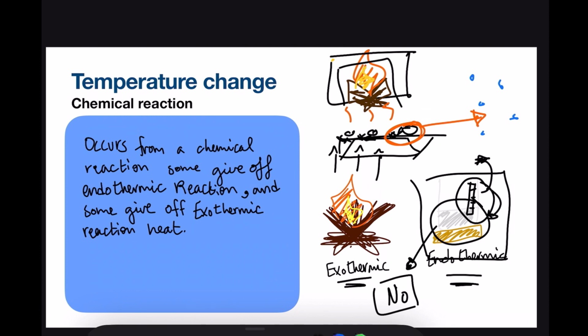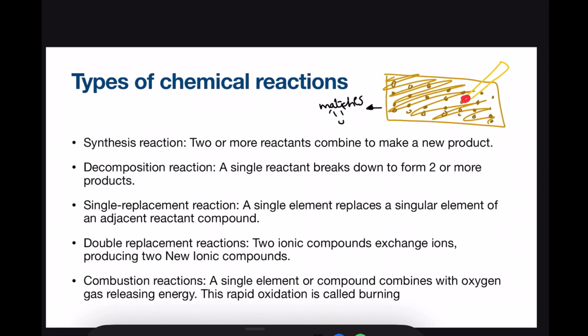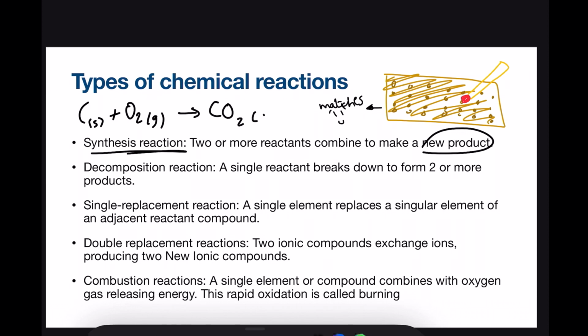And then the next topic we're going to talk about is the types of chemical reactions. There are 5 types. The first type is synthesis reaction. Here, 2 or more reactants combine to make a new product. So in this one, for example, solid carbon plus O2 gas makes CO2 gas. This is a type of synthesis reaction.